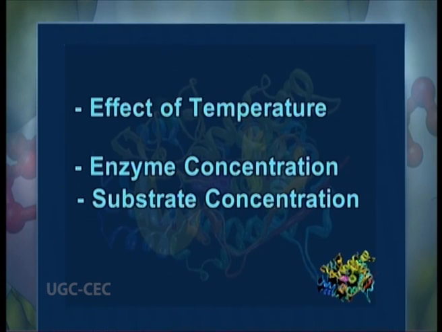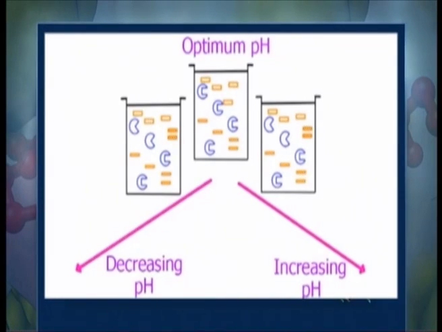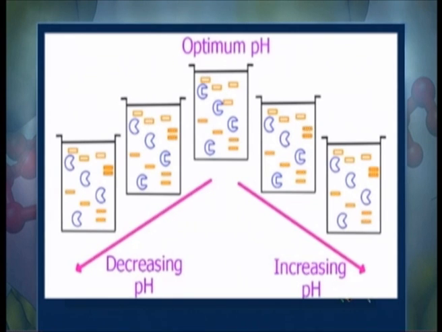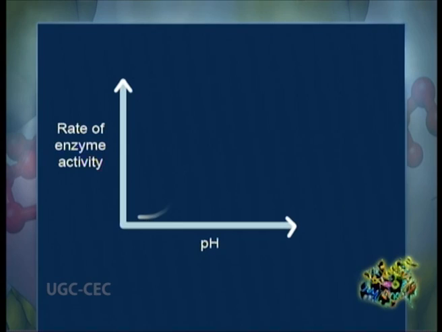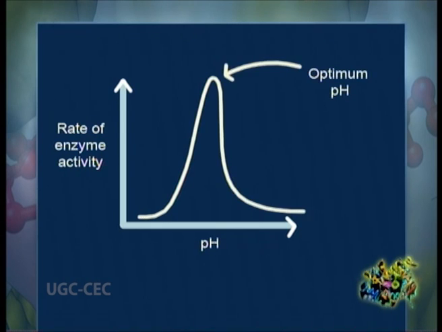Second is the effect of pH. Enzymes are sensitive to pH. This pH dependence is due to the presence of charged amino acids at the active site. Variation in pH causes changes in the overall charge of amino acids. Thus, enzymes have an optimum pH at which rapid activity occurs.